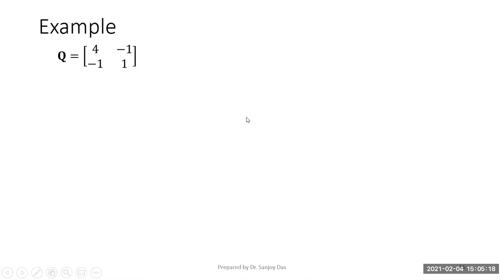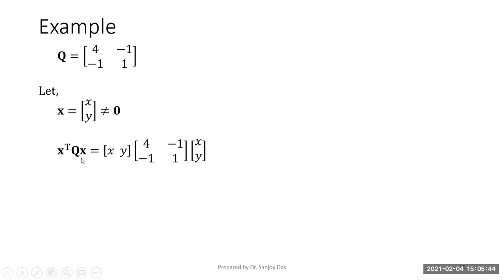Now here's an example of such a matrix. Q equals [4, -1; -1, 1]. Now let x equal (x, y), not equal to 0, so both scalar x and scalar y are not 0 at the same time. x transpose Qx equals (x, y) times this matrix Q, 4, -1, -1, 1, times (x, y). And upon simplification, this gives 3x squared plus (x minus y) squared.